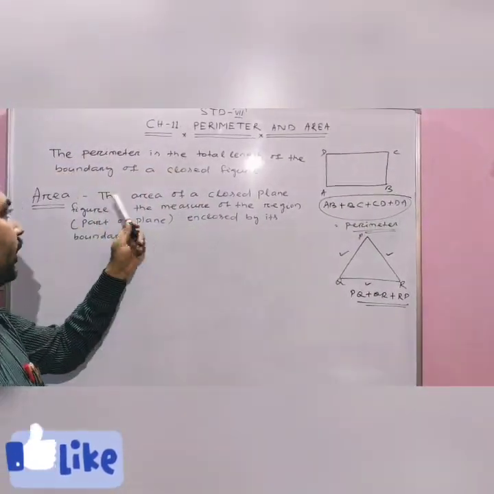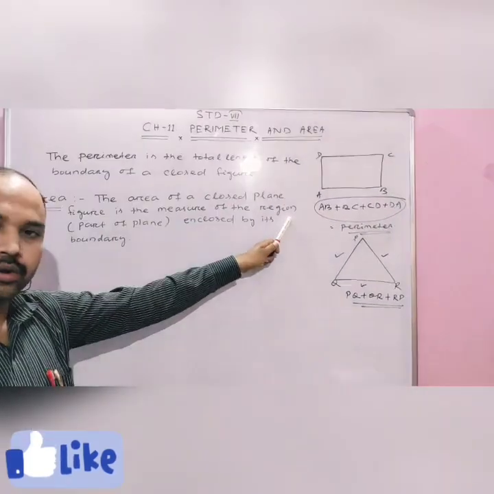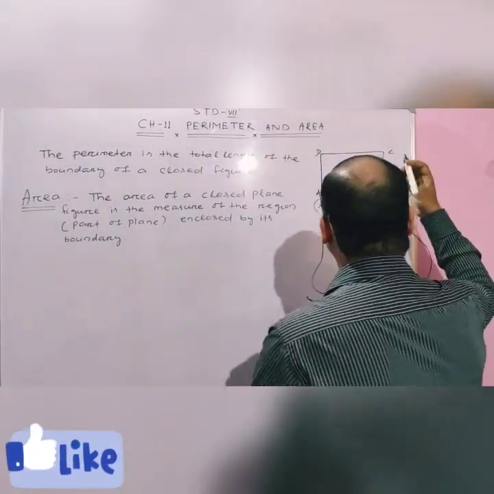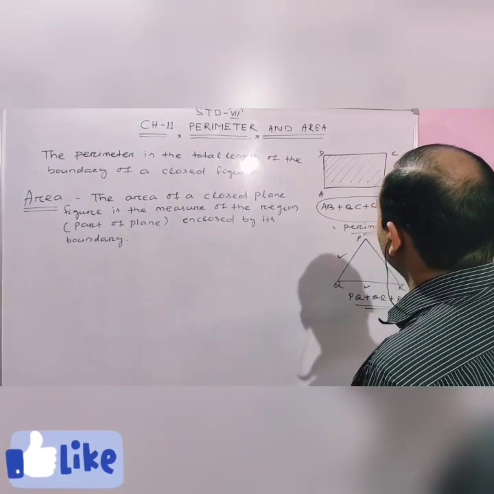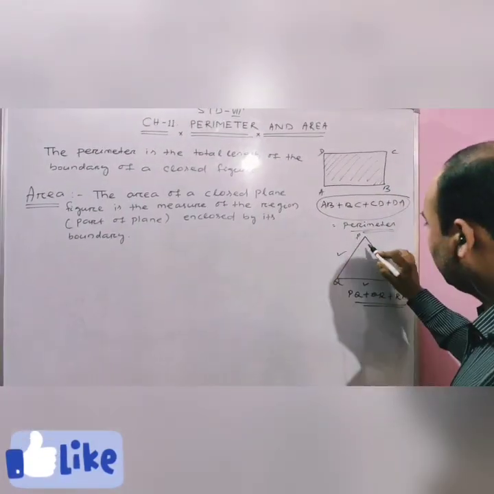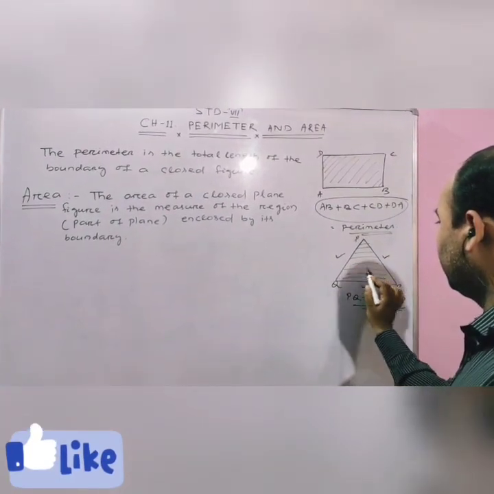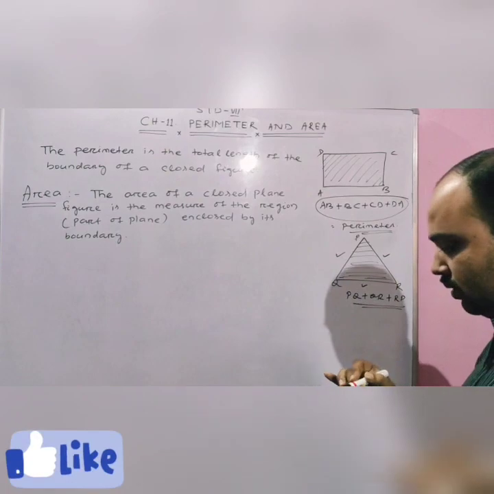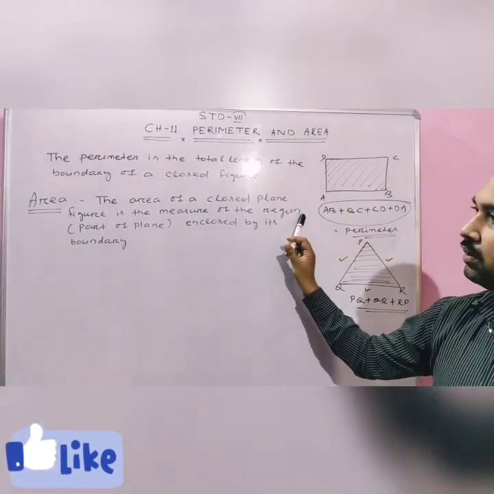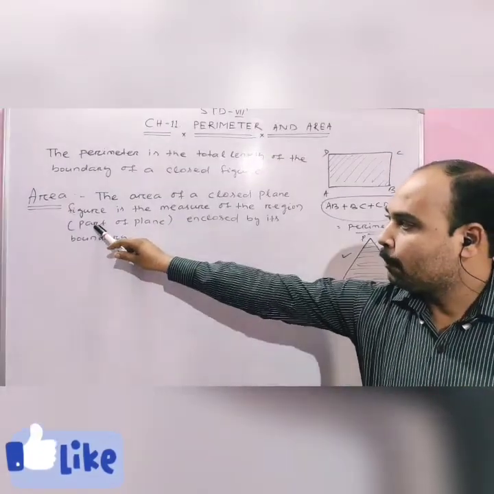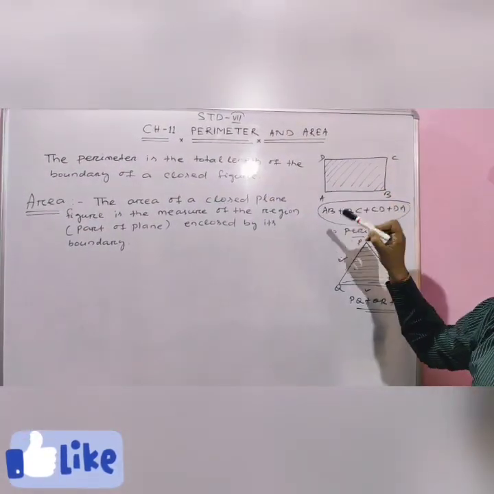That's why we write that the area of a closed plane figure is the measure of the region. Region means this part is the region. In the triangle, this part which I am shading is the region. So the area of a closed plane figure is the measure of the region. Region means, in brackets I have written, part of the plane. In which plane? The board is a plane. The whole whiteboard is a plane.